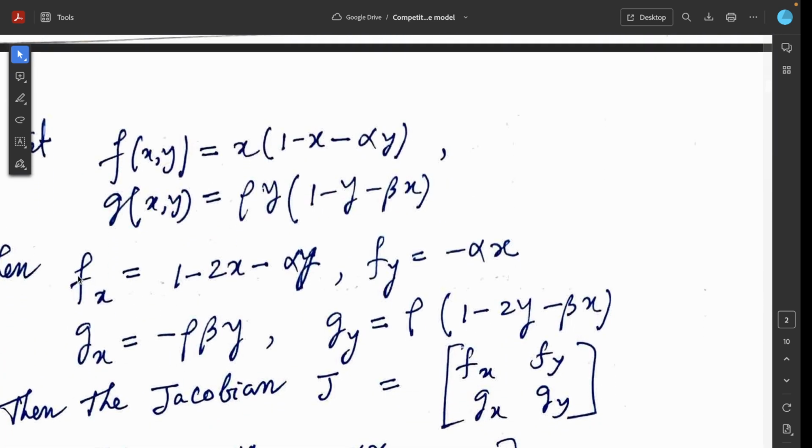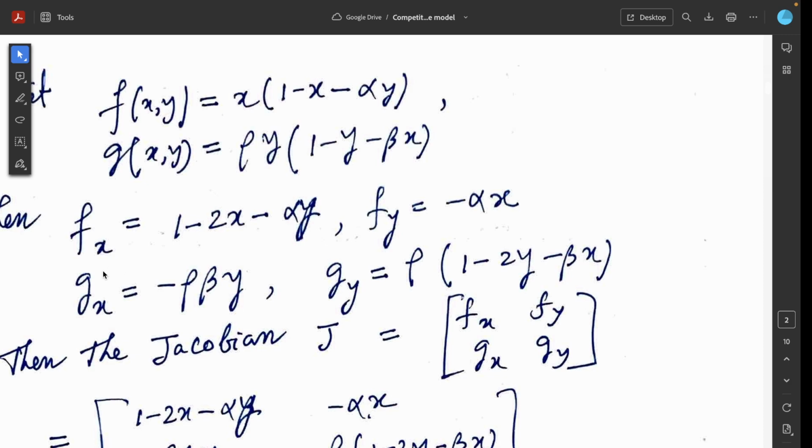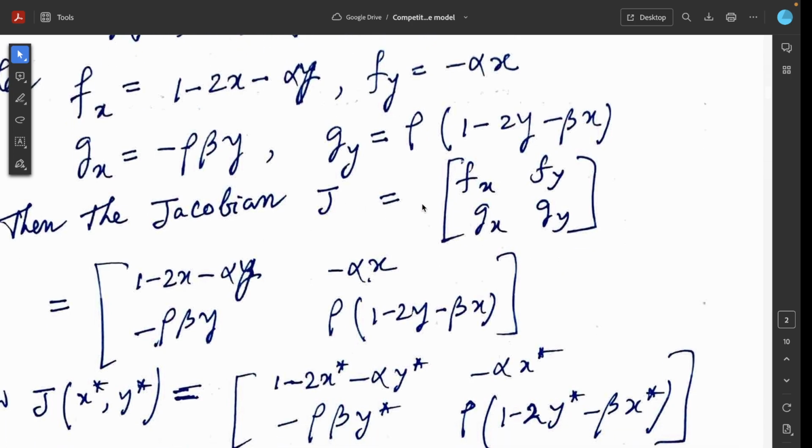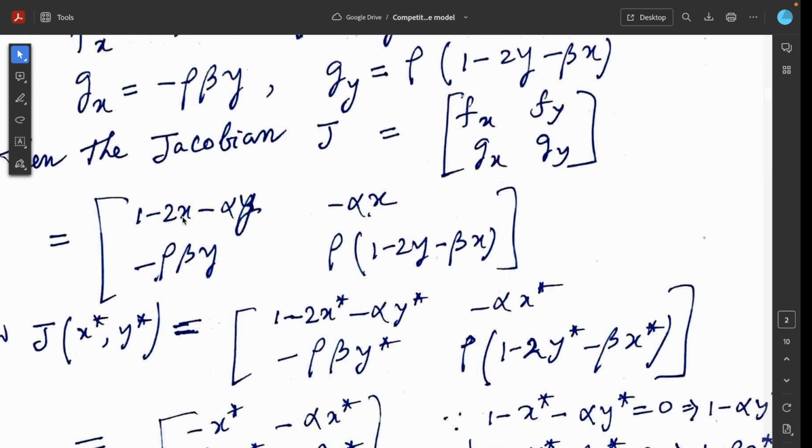Next we find partial derivatives with respect to x and y. So del f/del x, that is f_x, equals 1 - 2x - alpha y, and del f/del y, that is f_y, equals minus alpha x. Del g/del x, that is g_x, equals minus rho beta y, and del g/del y, that is g_y, equals rho(1 - 2y - beta x). Then the Jacobian matrix J equals [f_x f_y; g_x g_y], that is [1 - 2x - alpha y, minus alpha x; minus rho beta y, rho(1 - 2y - beta x)].